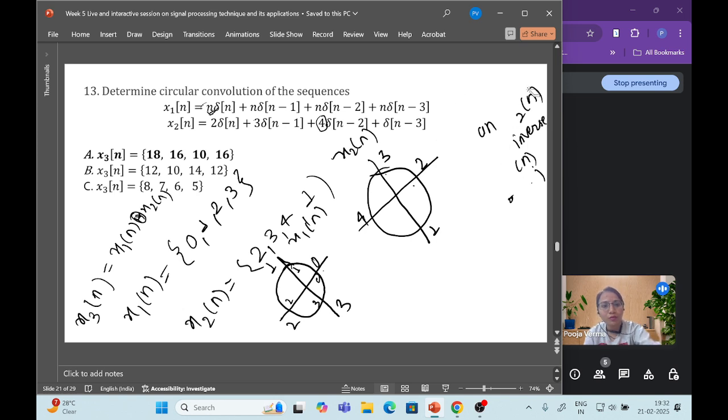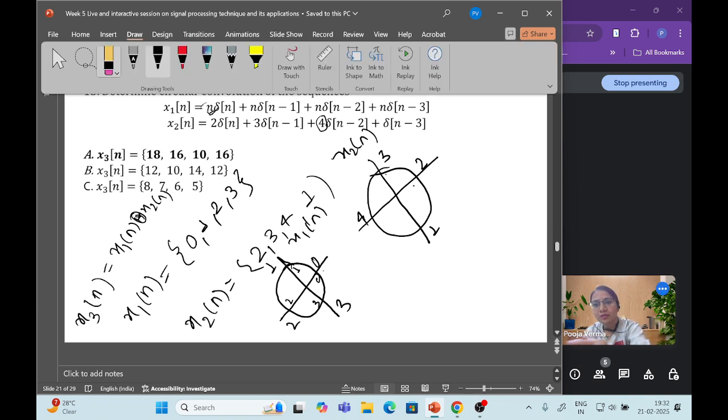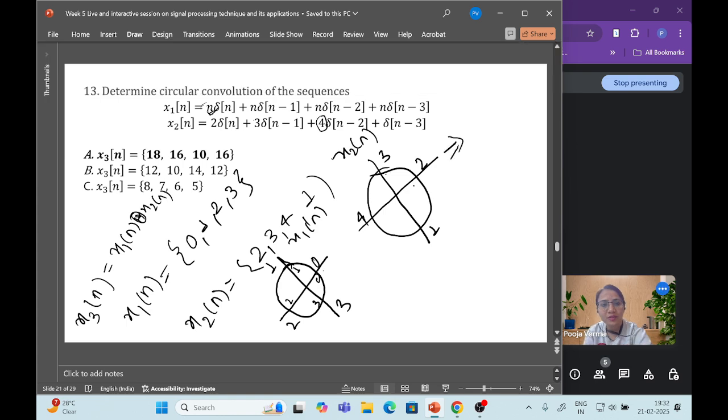So now we have plotted x1 of n and x2 of n. The next step is to take x2 of minus 1, so now plot x2 of minus n. Just take the inverse, so 2, 3, 4, 1, right? 2, 3, 4, 1. Now, to find x3 of 0, shift by 0 first.